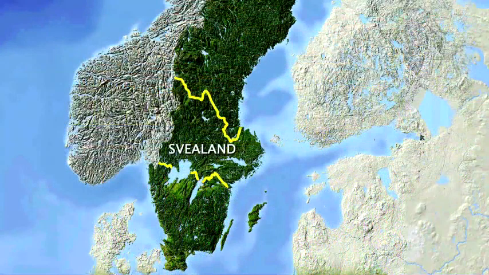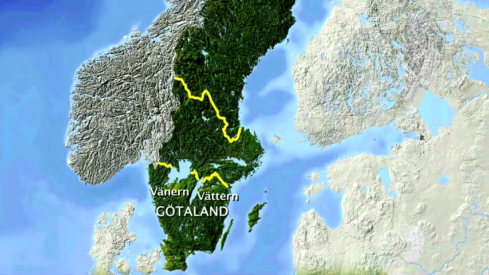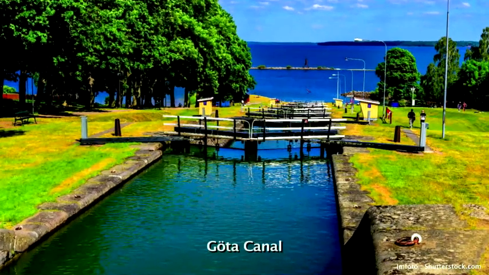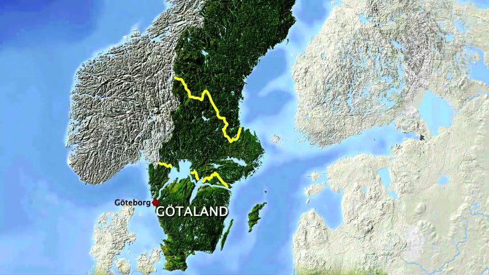The country's two largest lakes, Vänern and Vättern, spill over from Svealand into the southernmost region of Götaland. The Göta Canal, which was constructed in the 19th century, links these lakes together, making it possible to travel from the city of Göteborg on the west coast to the Baltic Sea in the east by boat.